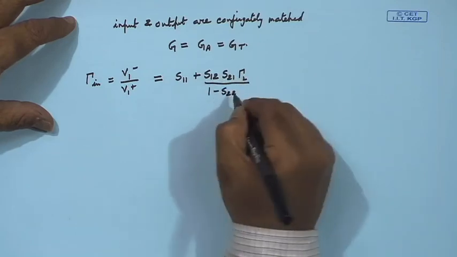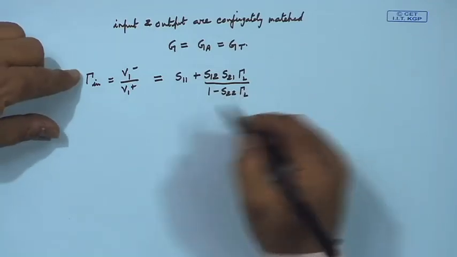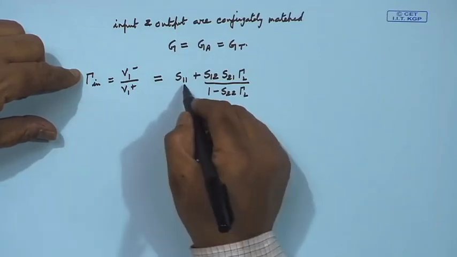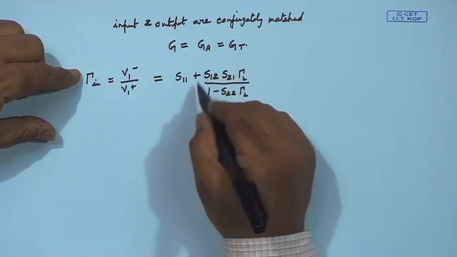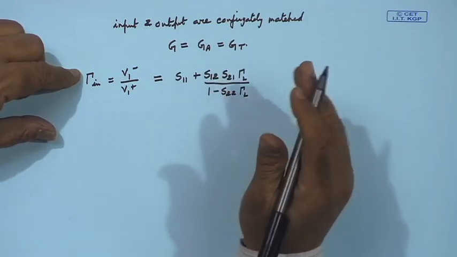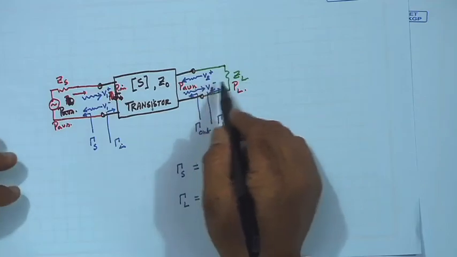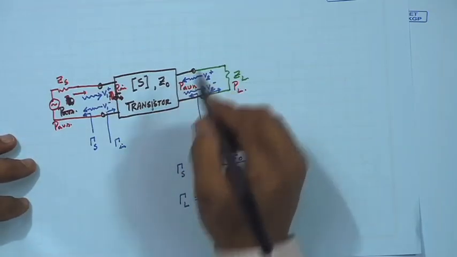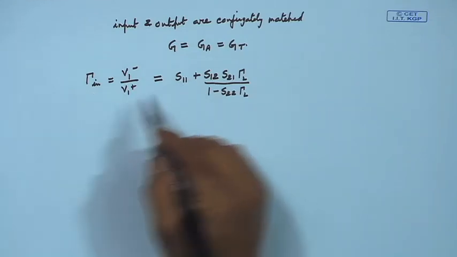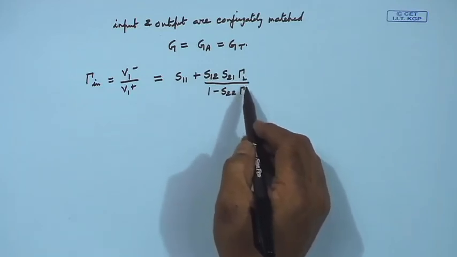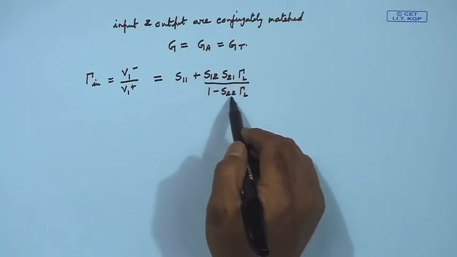Also, please remember this: generally beginners make the mistake of thinking that the input reflection coefficient is always S11. No, it is S11 when this term goes to 0, that means gamma L is 0. Gamma L 0 means output is matched. So, if port 2 is matched, only then can I say that the input reflection coefficient is equal to S11. Otherwise, I will have to consider what the mismatch is here, what the load reflection coefficient is, also S12 and S21 and S22 matter.